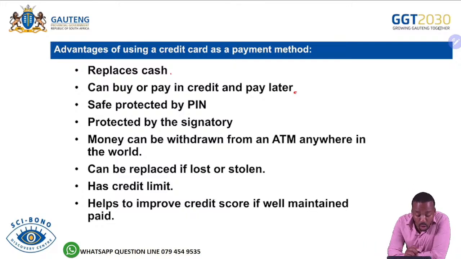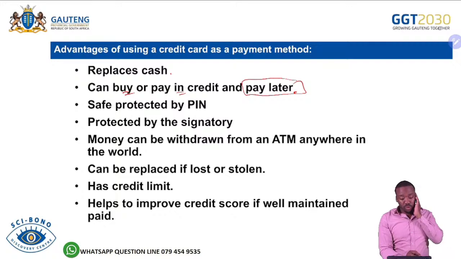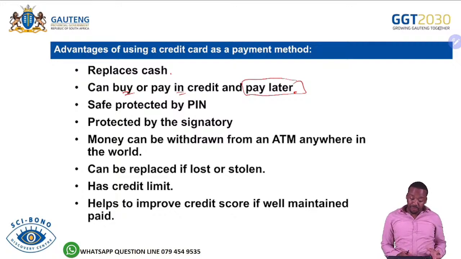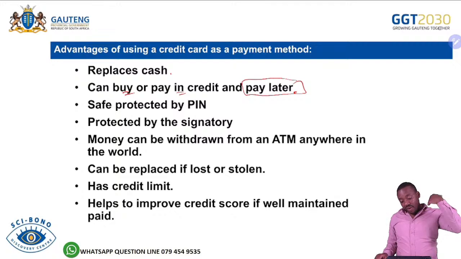Number two, we know we've got things that are busy happening. Hence, we are saying one can be able to buy and pay in credit and pay later. So this will also be a disadvantage, but for now, it is an advantage. You can buy or pay in credit depending on whether you have enough funds. Then you will pay it later. When you say later, we are saying on monthly installments and so on.